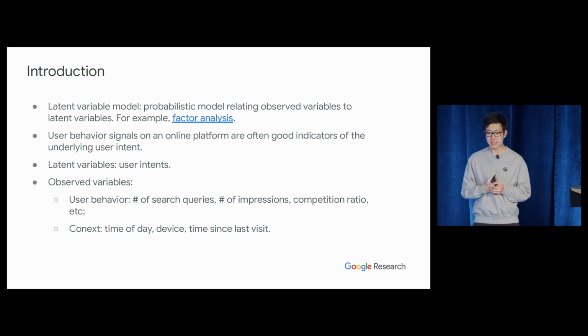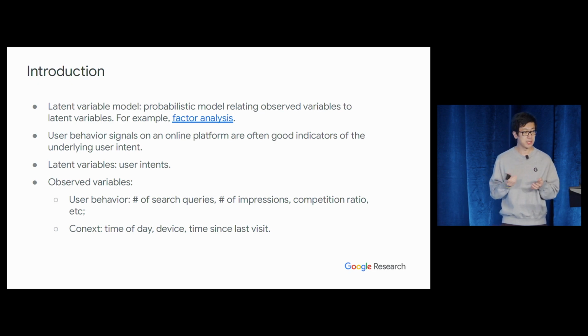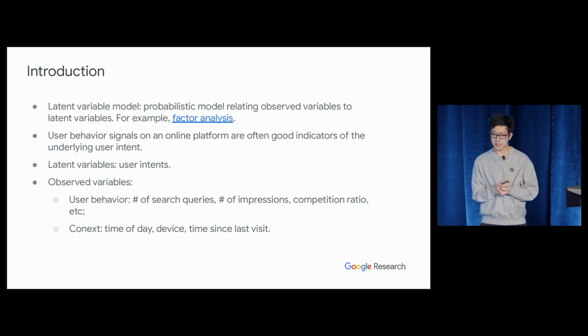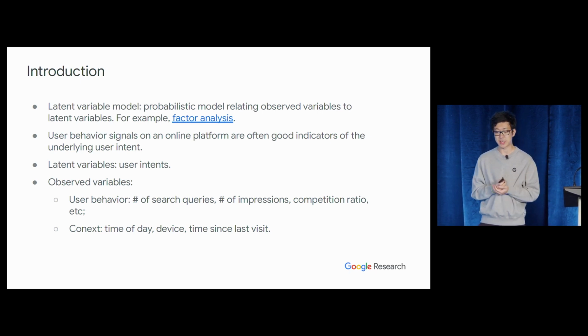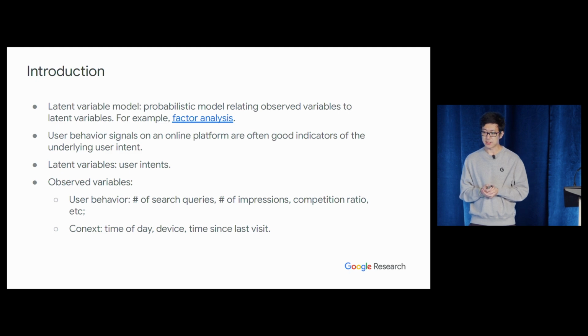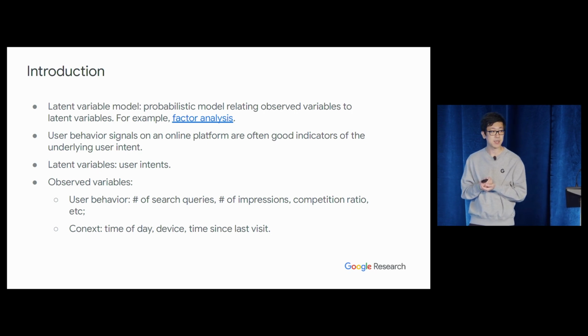That motivates us to tackle this problem using a different approach. The so-called latent variable model is very commonly used in statistics, machine learning, and other social sciences. It's a probabilistic modeling approach that can relate a set of observed variables to a set of latent variables. One typical example is the so-called factor analysis.